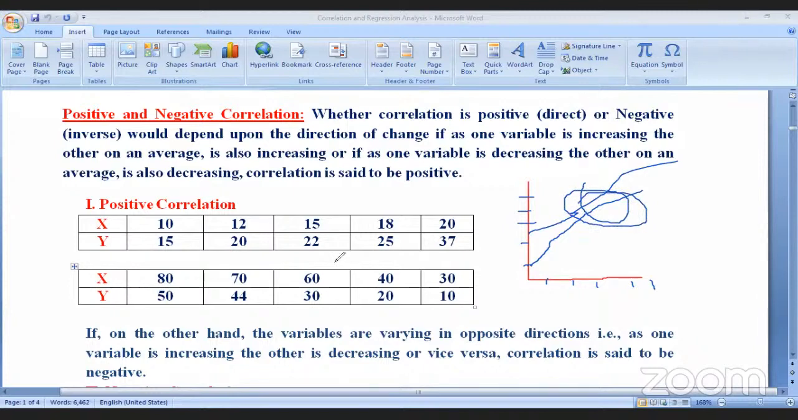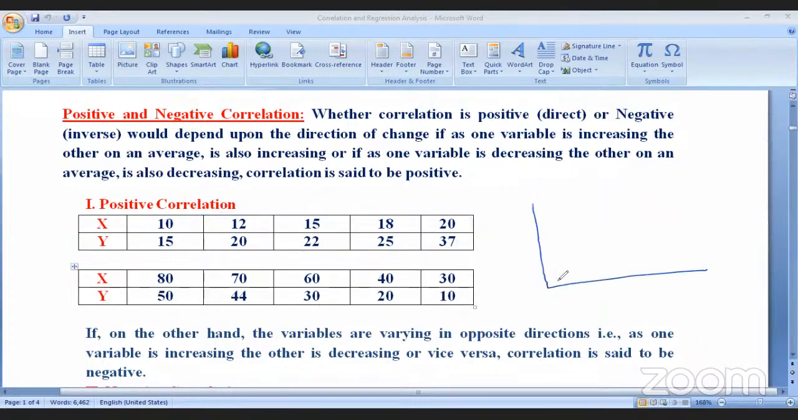In this one, see, one variable is increasing, the other variable on an average is also increasing in a positive direction only. The first variable, the X variable, is increasing and the Y variable is also increasing. So that is called a positive correlation. There is another example next. Observe this one carefully.